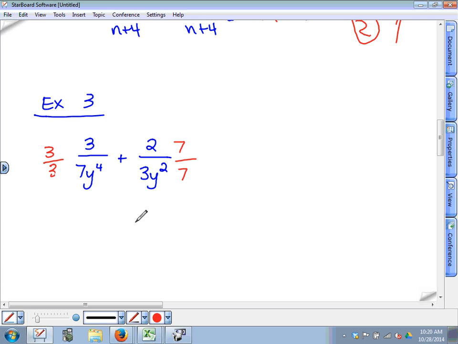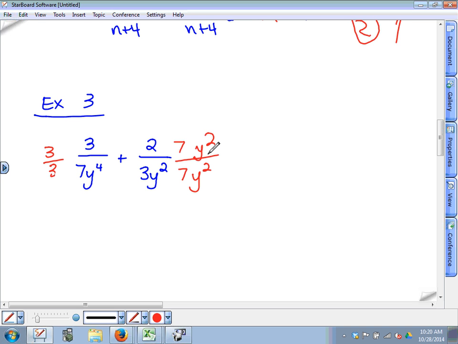How many more y's does the left side need so that it has as many as the right side? Or, that's backwards. How many more does the right side need so it has as many as the left side? It needs 2 more. So what's that going to look like? y squared over y squared.